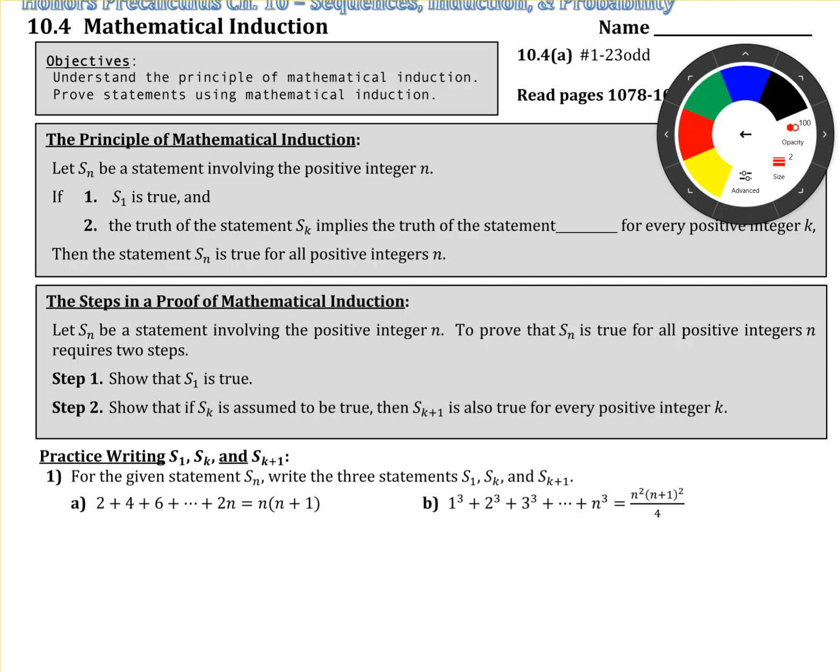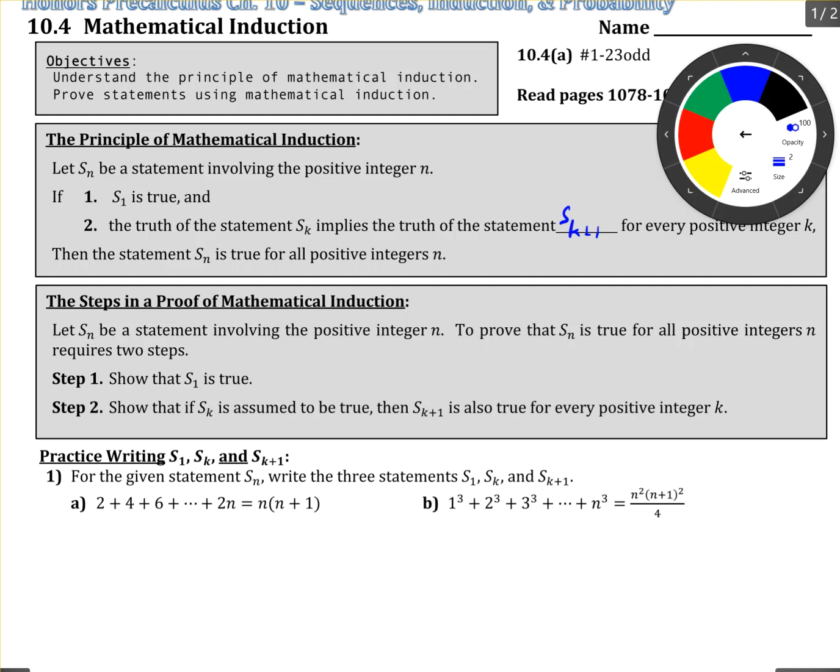Induction is just a two-step process. Basically, if we have a statement, we need to prove that it's true for n equals 1, and then we need to prove that the truth of S_k implies the truth of the statement S_(k+1) for every positive integer k.